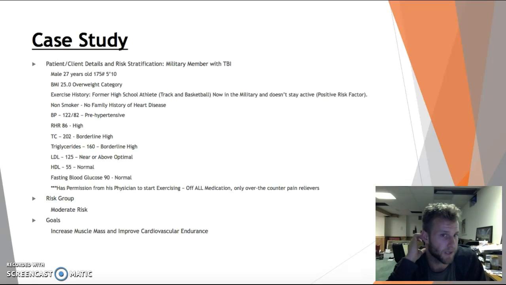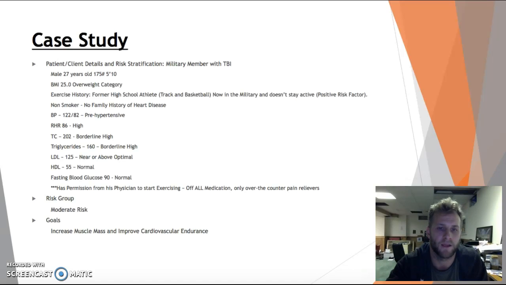So this kind of brings me to my case study. Right now, this is my client. It's a military member with TBI, 27 years old, 175 pounds, 5'10". BMI is 25, so they're in the overweight category. No family history of heart disease. They are pre-hypertensive. Their blood pressure is just slightly elevated. Resting heart rate is slightly elevated. Everything's kind of just slightly elevated, a little bit high. It's either normal or just slightly elevated.